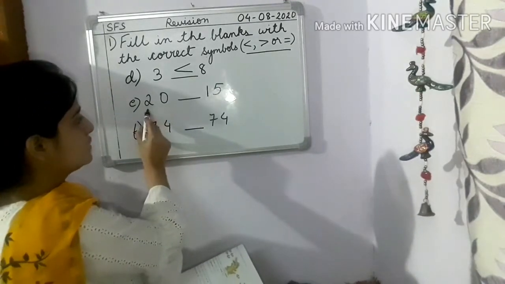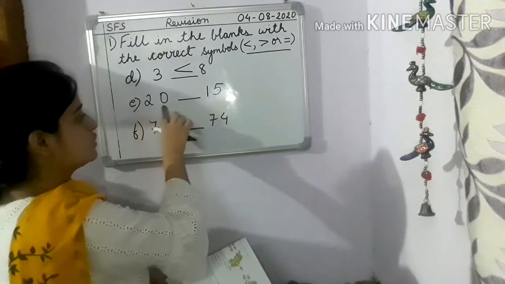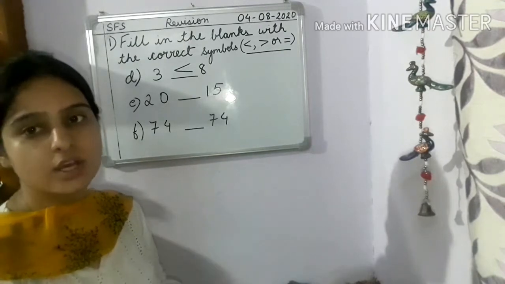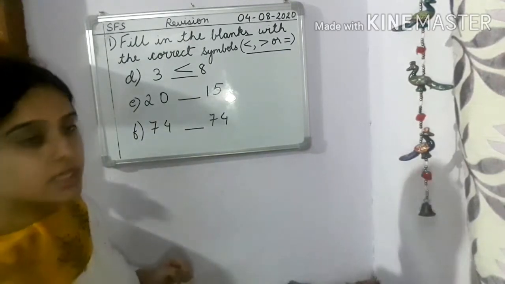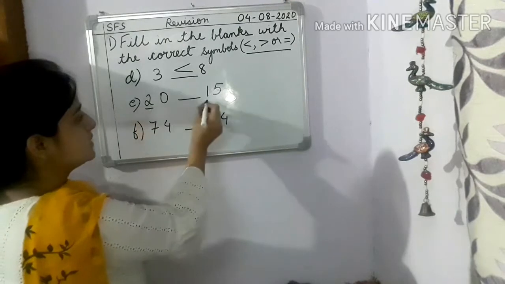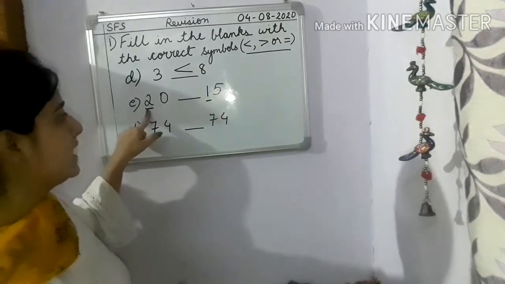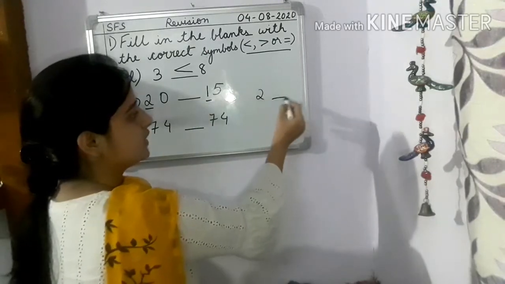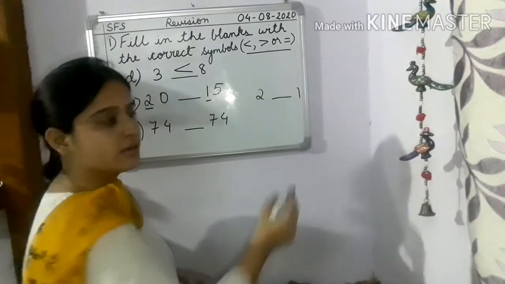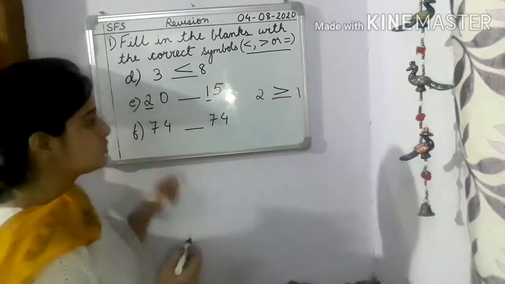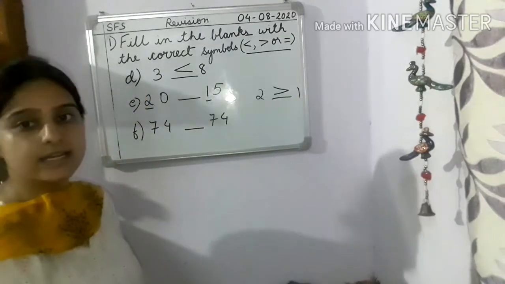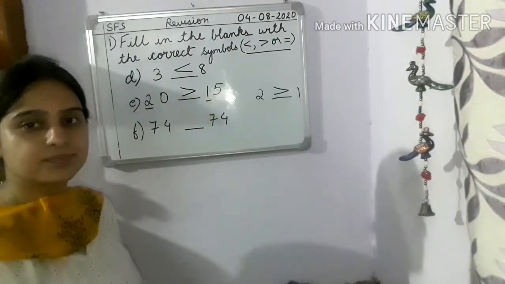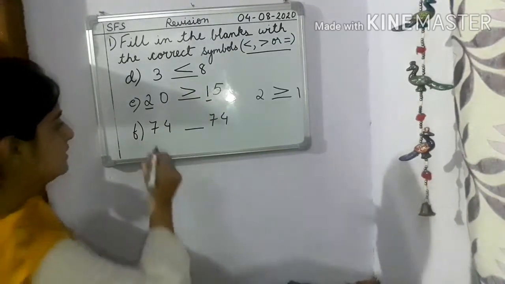Next number E. You can see 20-15. So we have to compare these two numbers, which is greater and which is smaller. So how will we do, children? First we'll compare the digit in tens place. You can see that here it is 2 and here it is 1. So it is clear that, children, 2 is greater than 1. So the number 20 is greater than 15. Is it clear?